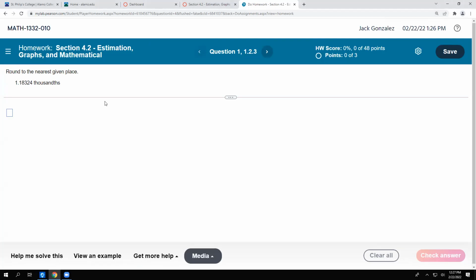You guys remember your decimal places? What number is the thousandths? Tenths. So right after the decimal point, it's tenths, hundredths, thousandths. Going to the right after the decimal point is the tenths, hundredths, thousandths. It's going to be the 3.